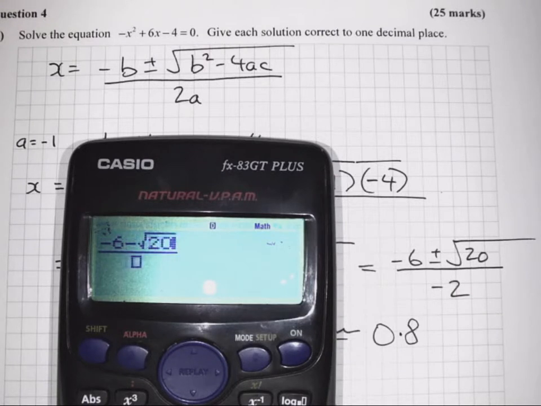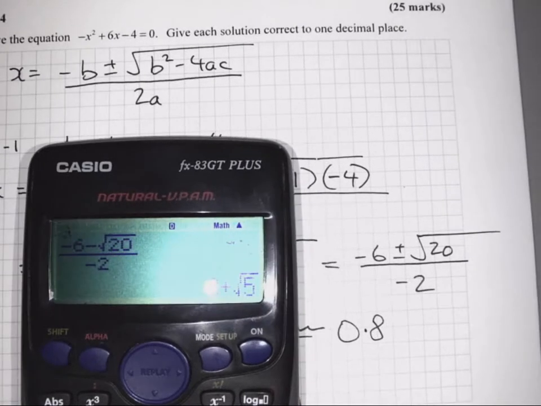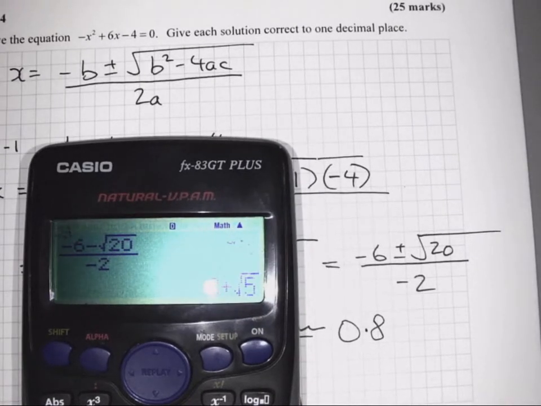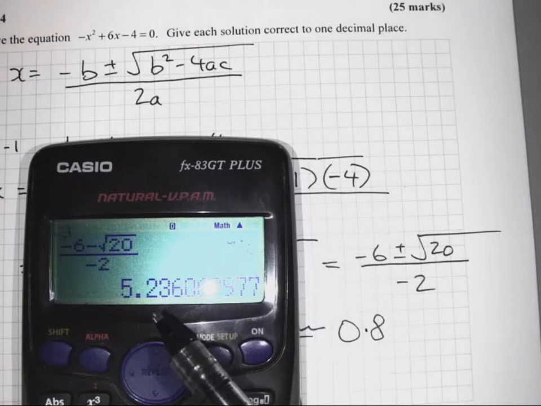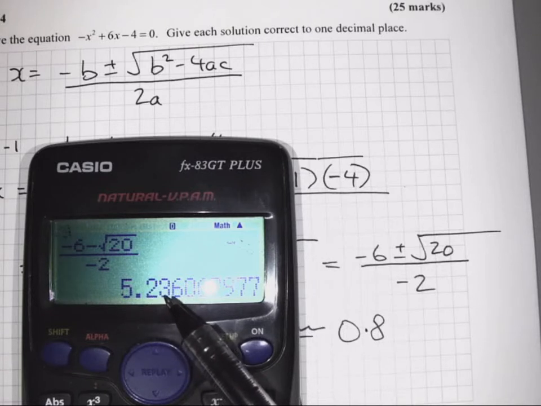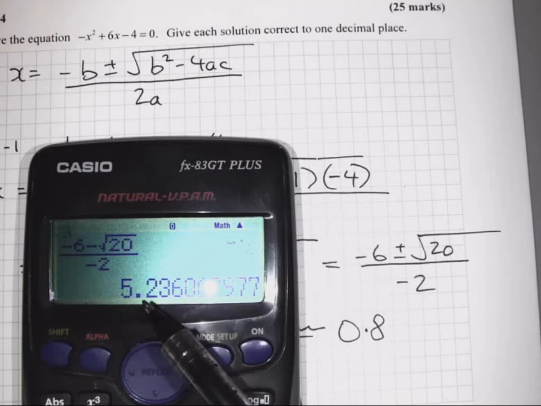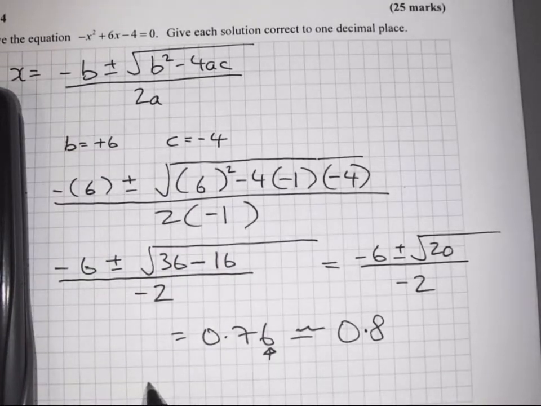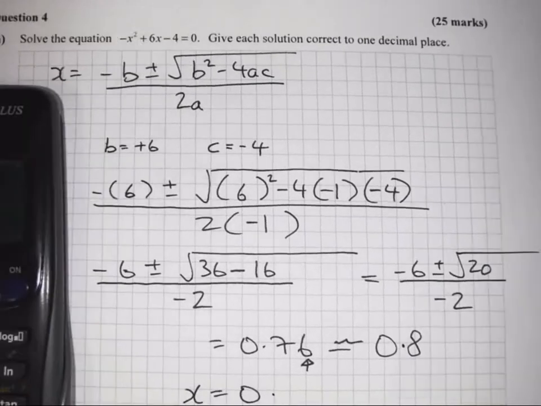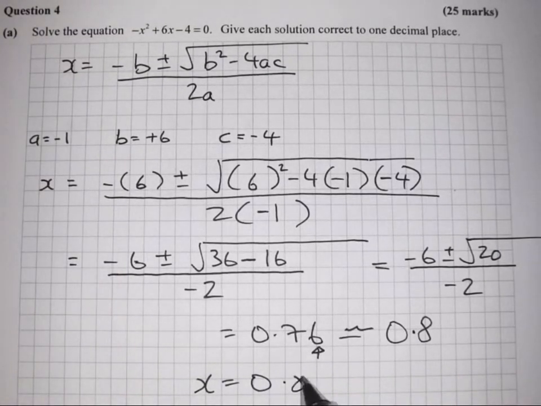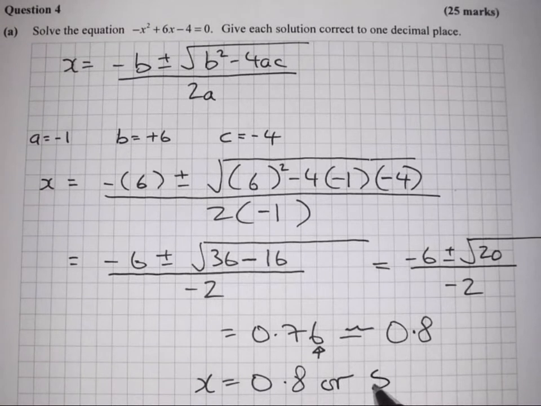root of 20 all over minus 2. Press equals, and we get something similar, but there's a plus here instead of a negative. And we'll press SD, and for decimals we get 5.23. Well, the first decimal place, the 2 is sitting there, won't rise because of this 3, because that 3 is less than 5. So we have 5.2. So x equals 0.8 or 5.2. That's it.